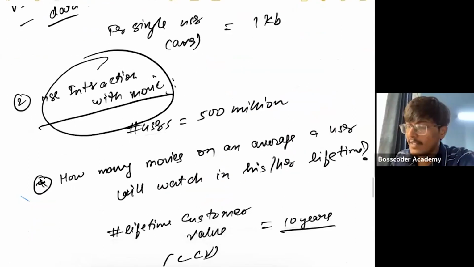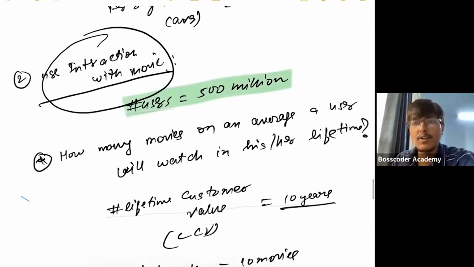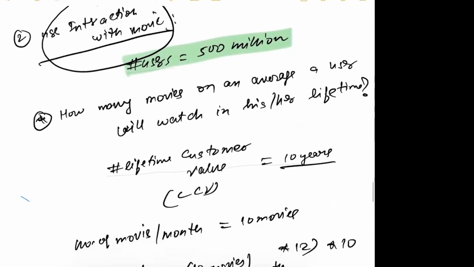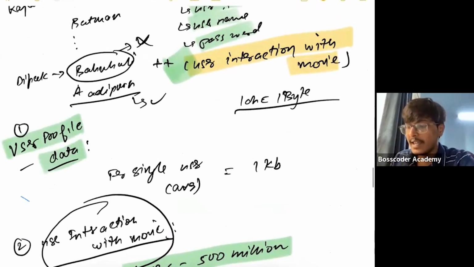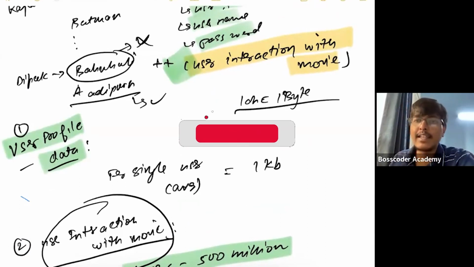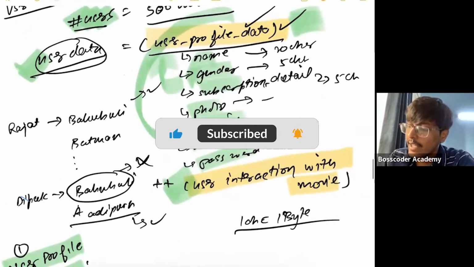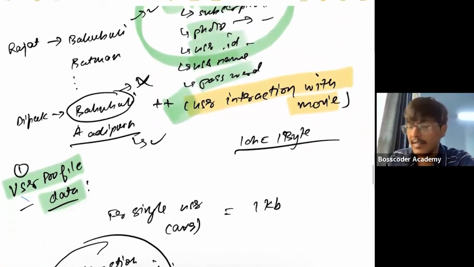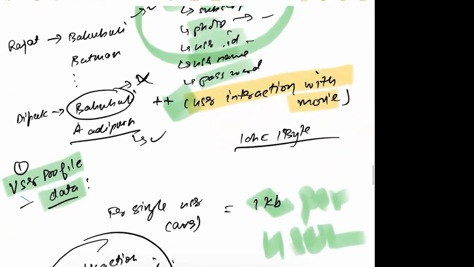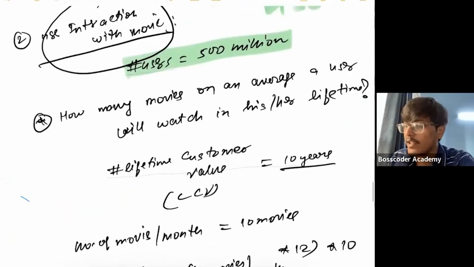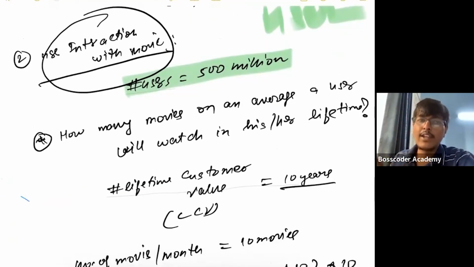Okay. Now we said that the total number of users will be 500 million on an estimate. This is also clear. Yes, sir. So the first thing we are doing is calculating the user profile data, right? To store all of this user profile data, it will take 1 KB for one user. Is it fine? 1 KB per user. Yes, sir. Right. And then we've started finding user interaction. To find user interaction, we have to find how many movies on an average a user would have watched in his or her lifetime, right?